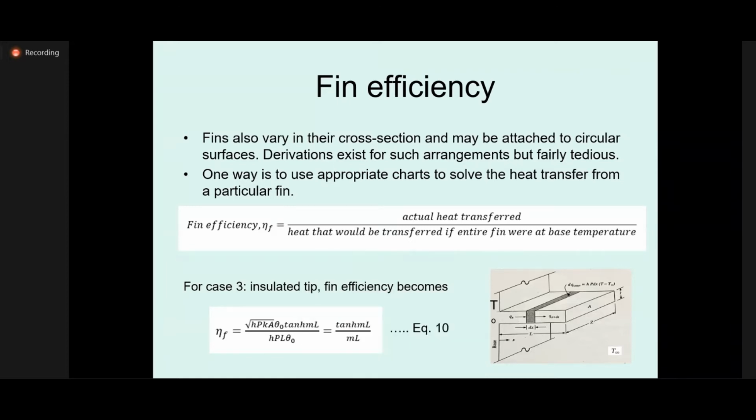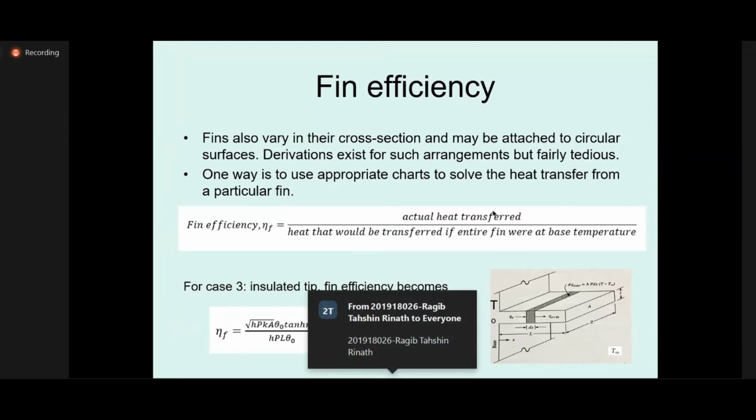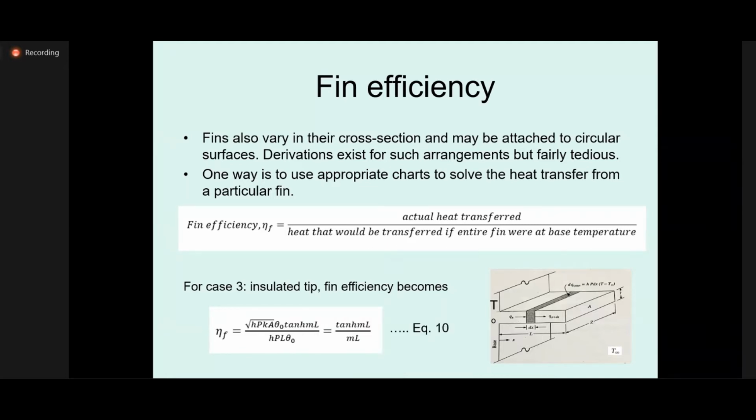So a term, fin efficiency, so we have used eta F. It is defined as the actual heat transferred from the fin, which we have calculated in equations 7, 8, and 9 for 3 different cases, divided by the heat that would be transferred if the entire fin were at base temperature. It's very simple to understand that this is our base temperature T0.